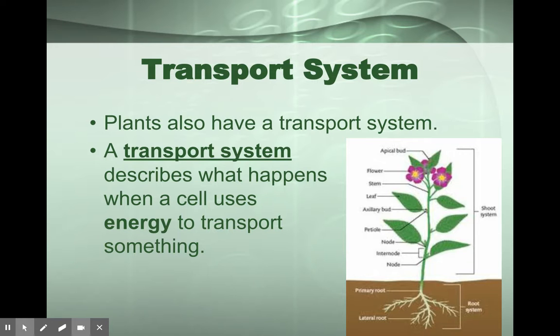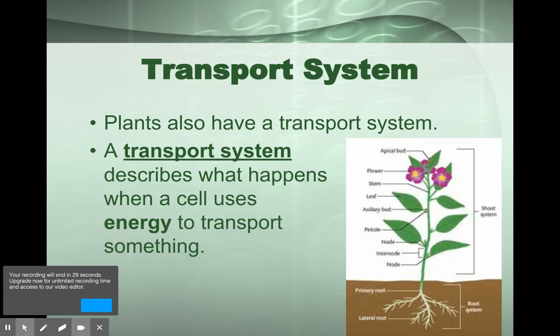Plants have the same kind of transport system, in little tiny tubes from the roots that carry water and minerals and nutrients all the way up to every single part of the plant. So that is the end of our lesson on cells. Thank you for paying attention.